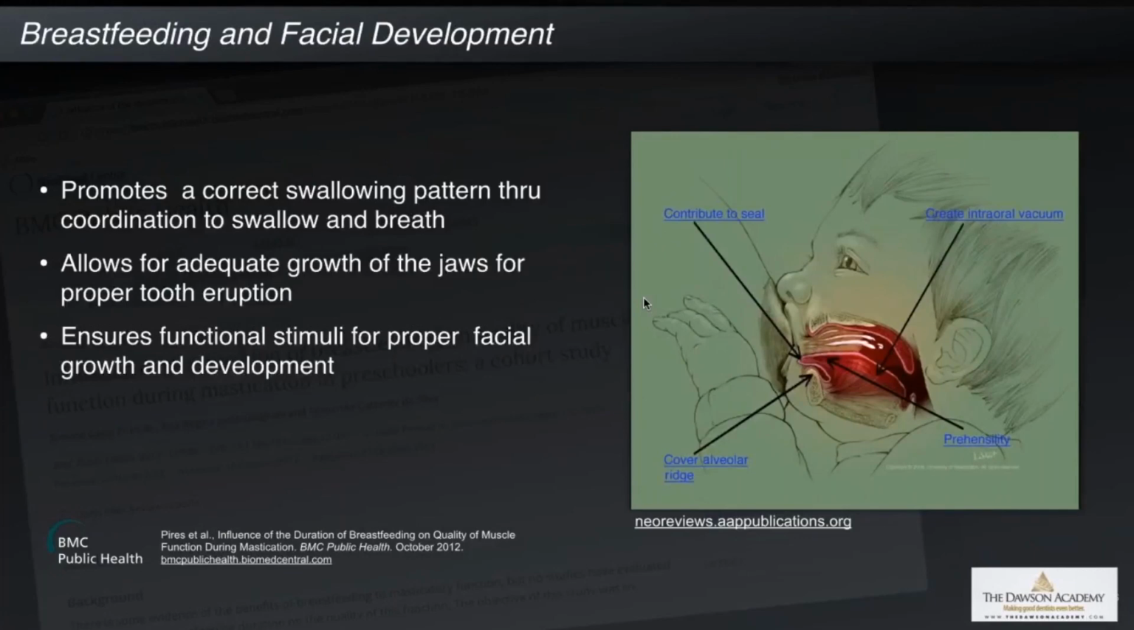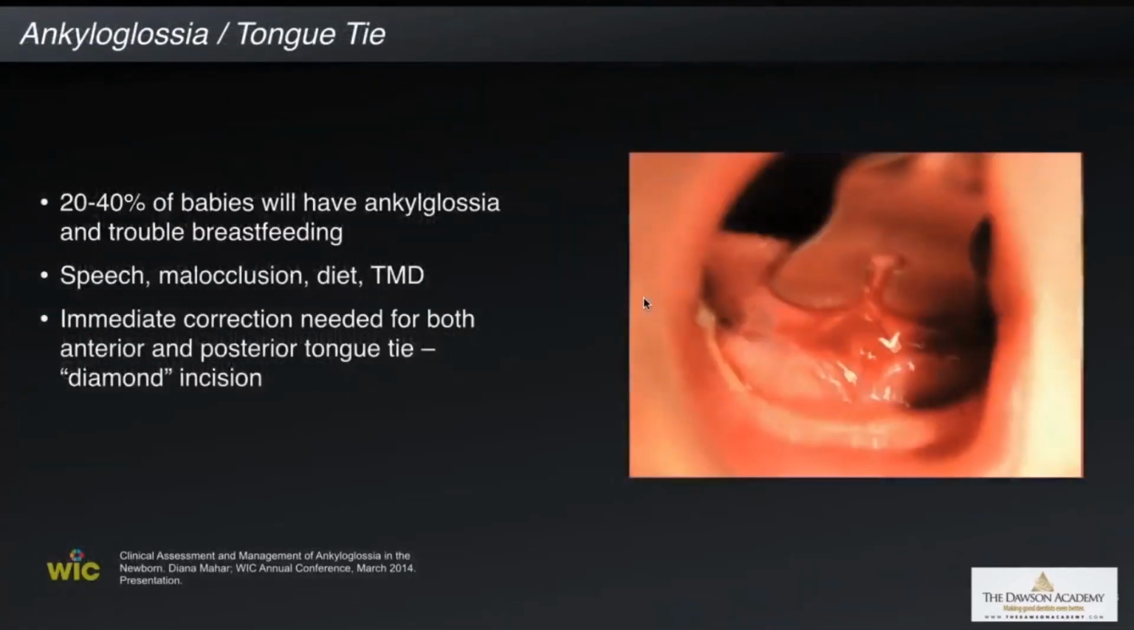So breastfeeding promotes a correct swallowing pattern that allows for adequate growth of the jaws, and it ensures functional stimuli for proper facial growth and development. Now, it doesn't mean that every child that doesn't breastfeed is going to have developmental issues, but it certainly can be a precursor. I mean, think of it, this is right away after birth, that things could be happening that's going to affect growth, development, and ultimately airway on a child.